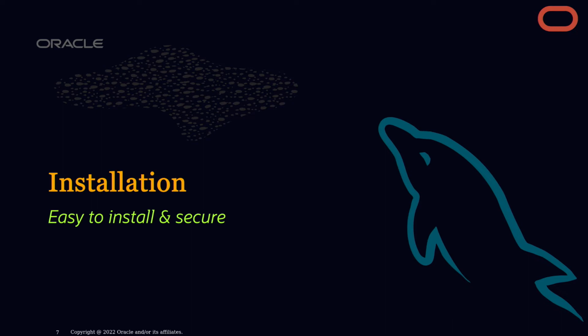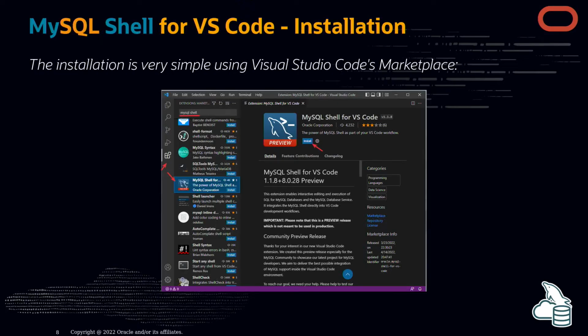So first, how do we install this? You will see it's very easy, but also secure. Maybe the secure part can be tricky, but I will show you how we do that. The first thing to install it is that we are available in the marketplace of Visual Studio Code. If you search for MySQL Shell, you will find MySQL Shell for Visual Studio Code. It's the preview, so GA should be very soon, but you can already test it, and I encourage you, of course, to test it.